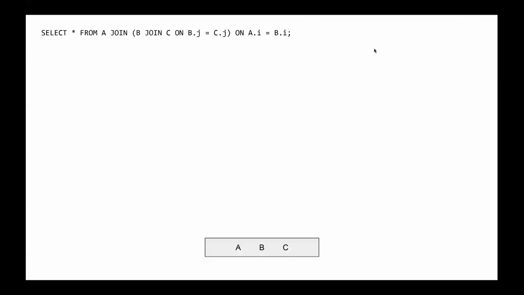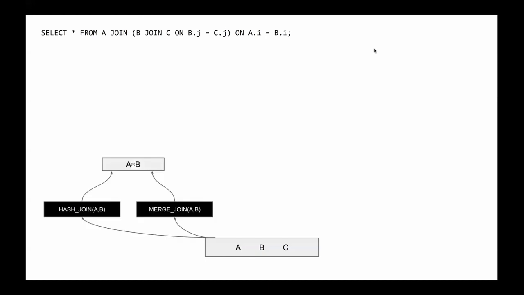So here is a demo about how we construct the join tree. The query for the demo is select star from A join B join C on B.G equals C.G on A.I equals B.I. As the first step, we generate the paths for each base relation. And then we generate paths for two-way joins. For A join B, we create two paths, for example, hash join and merge join. And then we figure out that the hash join path is inferior, so we just discard it.